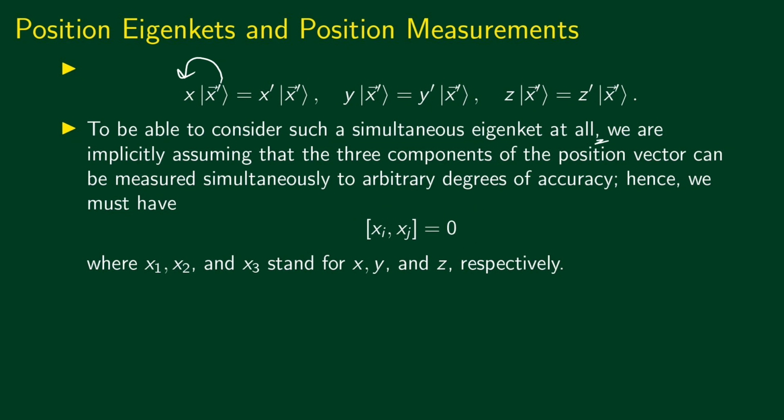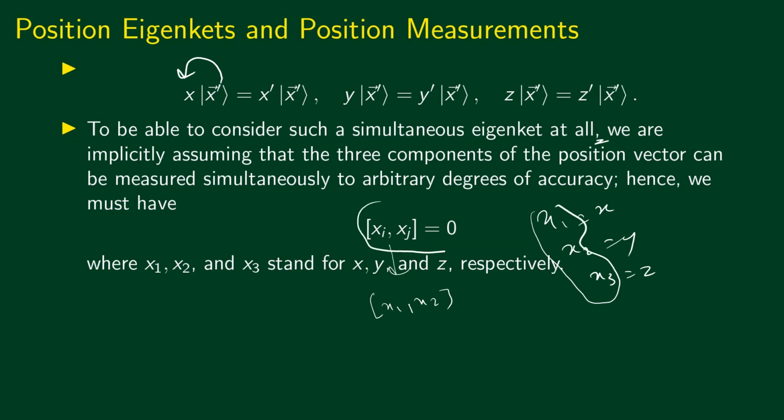We must have the commutator of xi with xj equal to 0. So here xi and xj means x1, x2, etc., where x1 is another way of calling x, x2 is y, and x3 is z. This may be a more convenient notation. So we can write it like this: the commutator of xi with xj is 0. Whatever these are, x with x is 0, x with y, x with z, y with z, y with x, all these are 0.